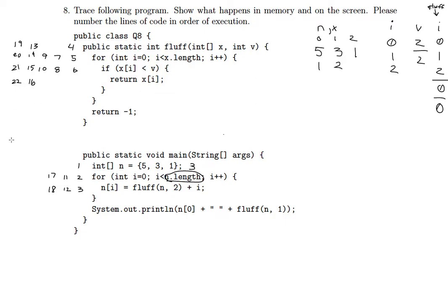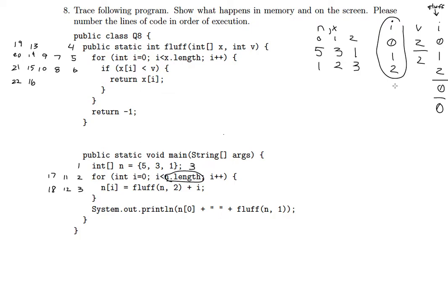And now I'm back down here at my method call. And that is also returned as 1. 1 plus 2 is 3. I'm looking at this i here. It just returned a 1. 1 plus the current value of i is 3. And n sub 2 is going to be set equal to 3. Like so.